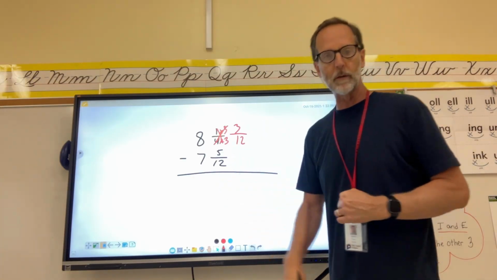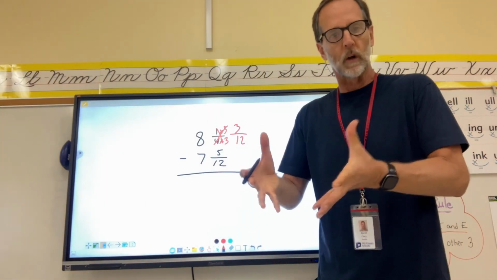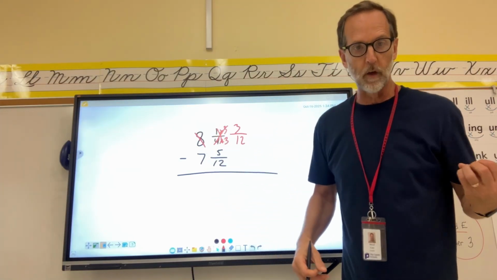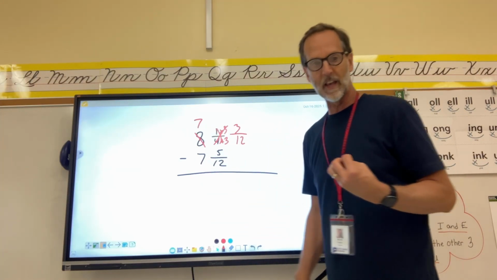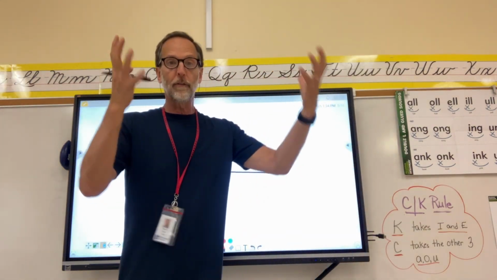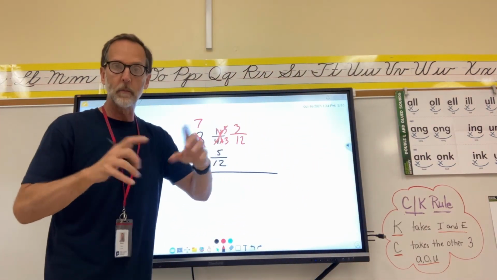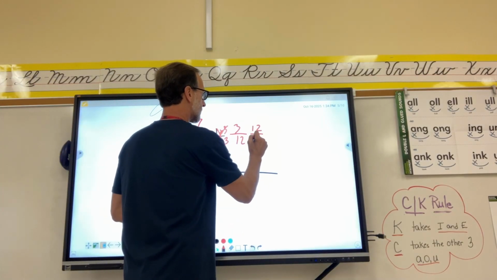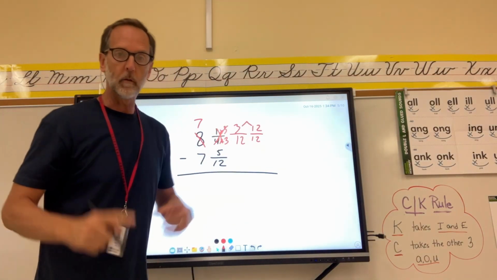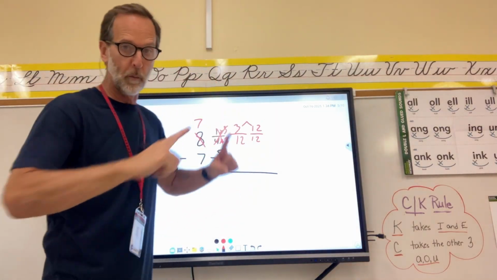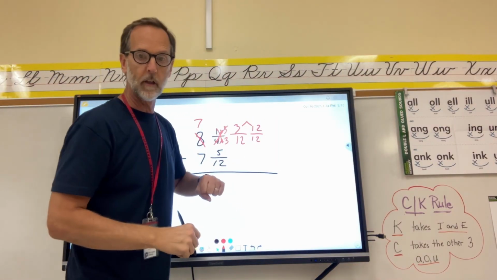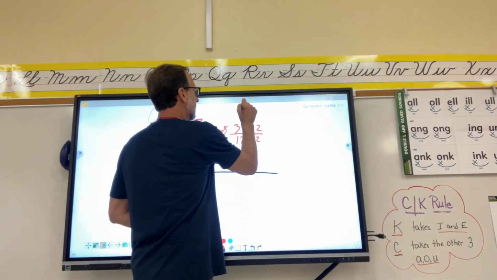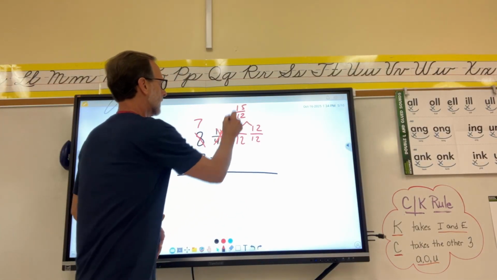Can I subtract 3 minus 5? I can't. I need more twelfths. Where are they coming from? They're coming from the 8. When I take one of those, it's going to leave me with 7. I'm going to change it into a fraction now. What fraction does that 1 become? It becomes 12 twelfths, and I'm going to put it right here. All right, and I'm going to put my rooftop back. I'm going to add them, go up now, add them back together. 3 twelfths plus 12 twelfths would be 15 twelfths.